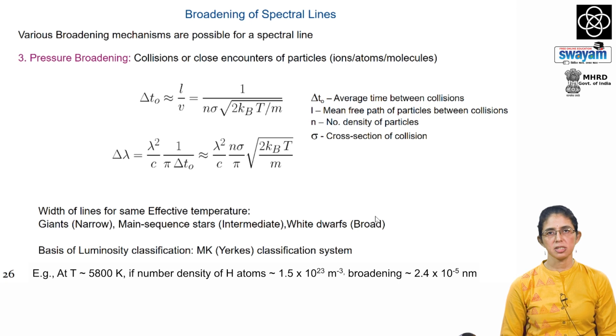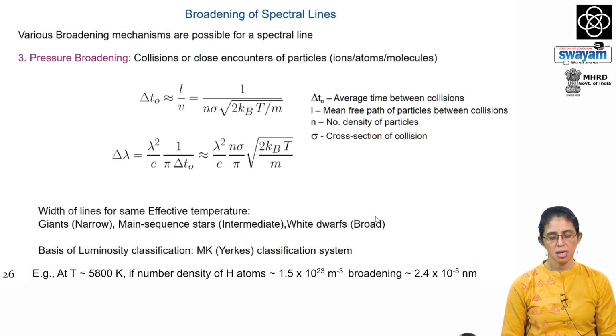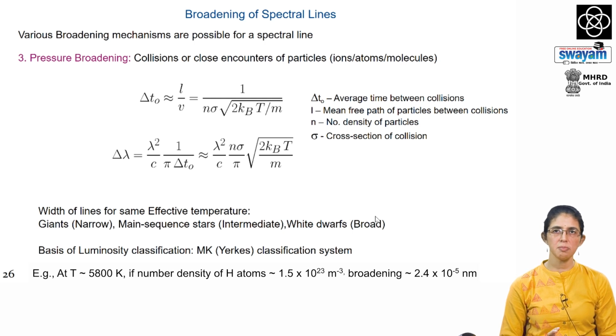The effect of this pressure broadening can be seen very clearly in different luminosity classes. One can see that the giants show narrow spectral lines, main sequence stars show intermediate width of spectral lines, whereas the white dwarfs show broad spectral lines. And although they may be of the same effective temperatures, because of the width of the spectral lines, they have been classified into various luminosity classes, and this is the basis for the MK or Yerkes classification system.